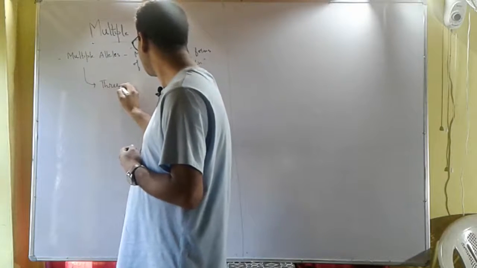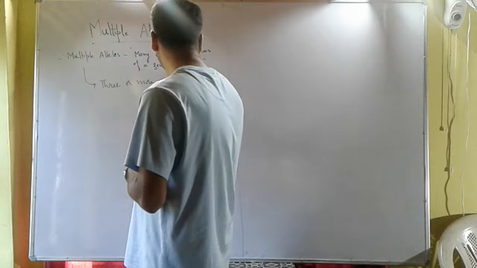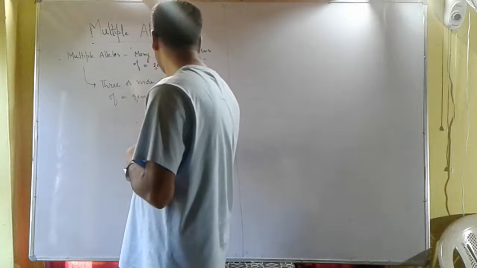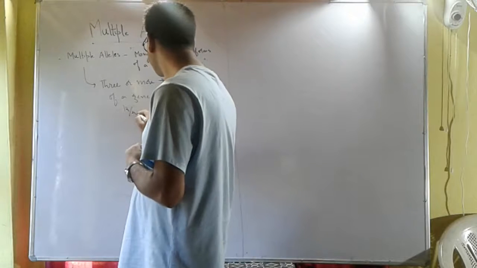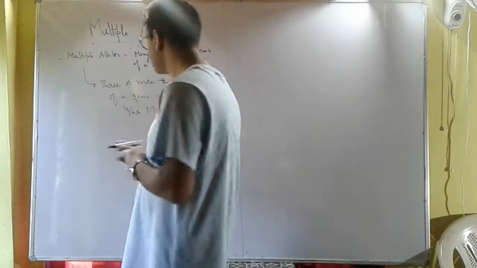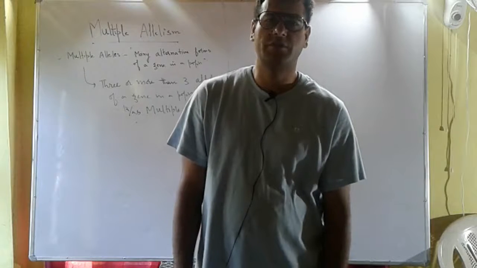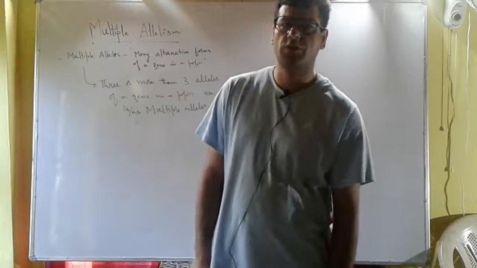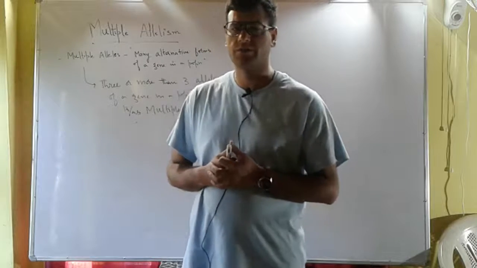Three or more than three alleles of a gene in a population are known as multiple alleles. So when there are three or more than three alleles of a gene in a population, that constitutes multiple allelism. Or we can say that more than two alternative forms of a gene in a population is multiple allelism.